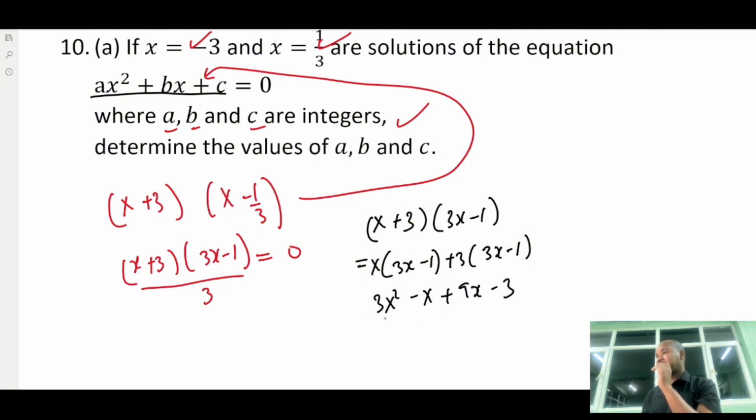Combining like terms, this is going to be equal to 3x squared plus 8x minus 3. And now I'm going to compare this, which is equivalent to ax squared plus bx plus c. So we are going to compare these two expressions.